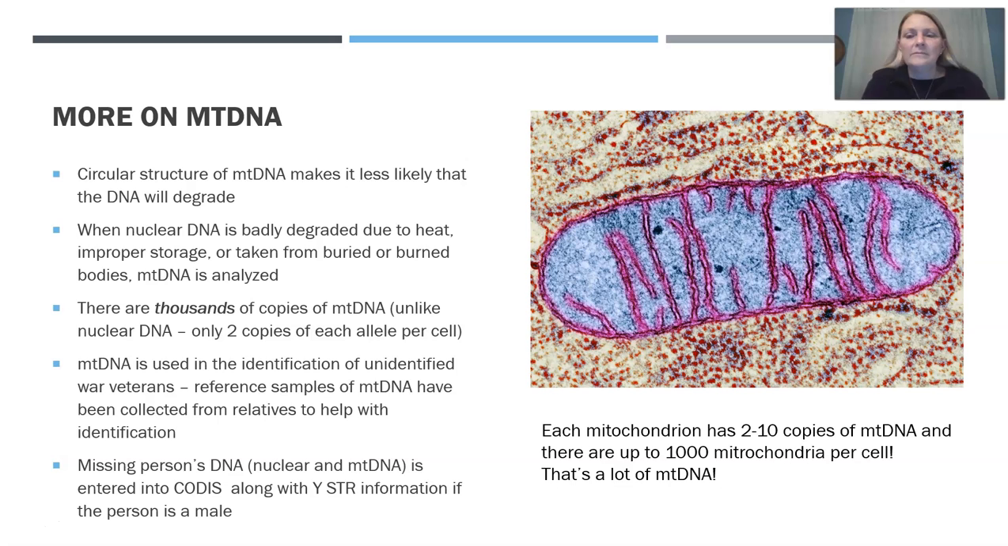All right, here's a close-up, microscope picture of a mitochondrion. That's the singular, mitochondrion. Each mitochondrion has 2 to 10 copies of that mitochondrial DNA, and you have up to 1,000 mitochondria per cell. So that's a lot of copies of mitochondrial DNA. That circular structure actually makes it less likely that the DNA will degrade over time.